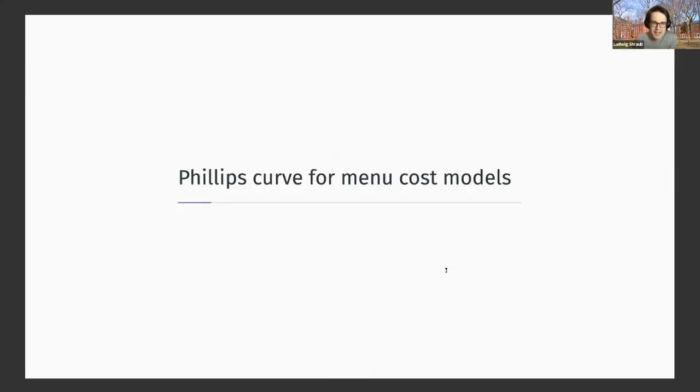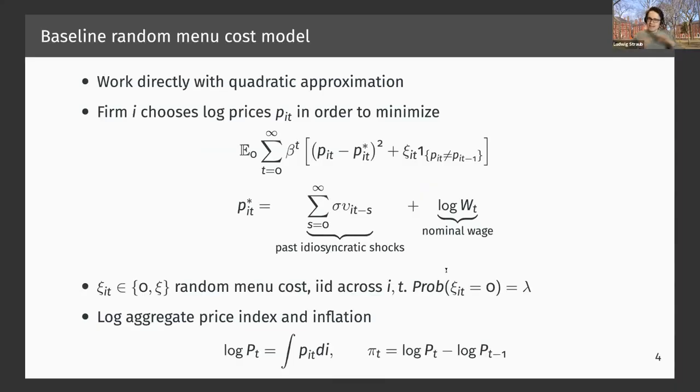Okay, let me jump straight into it. I don't have that much time and a lot of material. So what's the kind of model that we're going to look at? This is really a basic workhorse menu cost model that we're going to start with. We're going to work with a standard quadratic approximation, and everything is on that slide. So this is the entirety of the model.